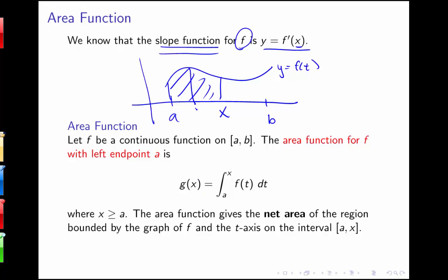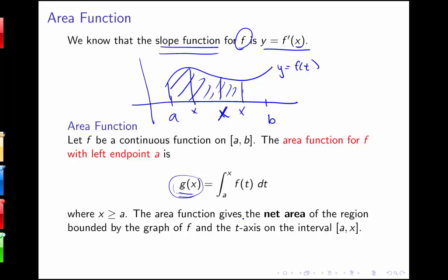When x is here, we have a value. When x moves to here, it grows a little bit larger. When x is here, we get a larger area. So we can think of the area function. Now this is a function, and for particular values of x, it would be a number, but I can also talk about the graph of g of x because it is a function just like f is a function.